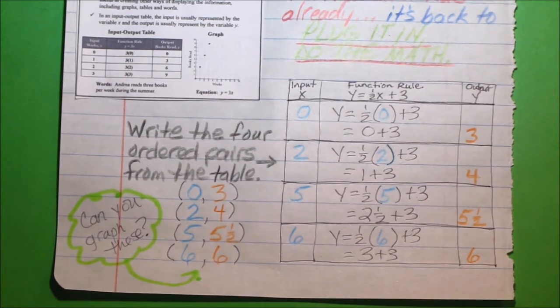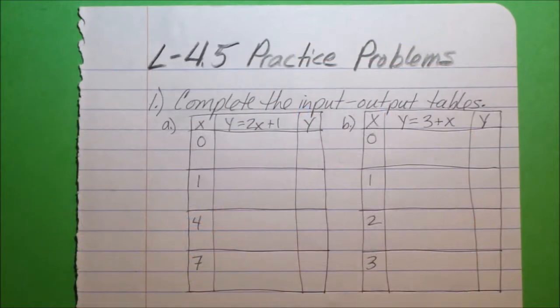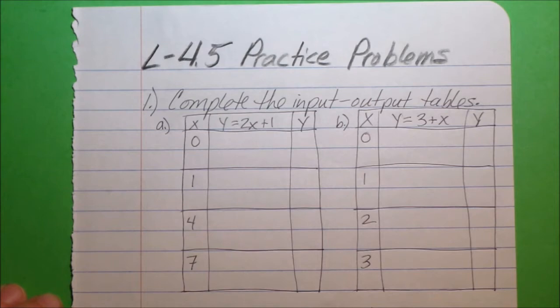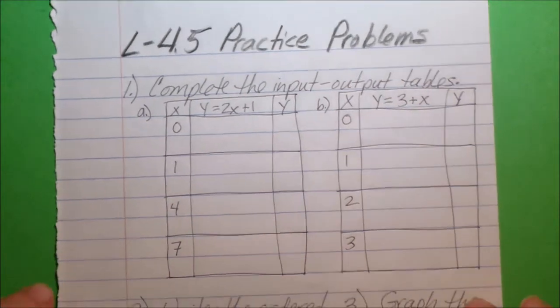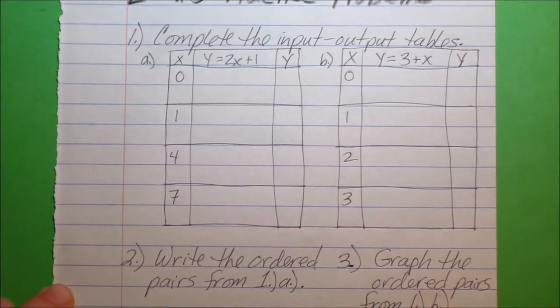Okay, so that's where we're going with that. That completes our notes. Let's take a look at some practice problems. Okay, so practice problems for lesson 4.5. There are 3 problems. Okay, the first one asks you to complete the input-output tables.